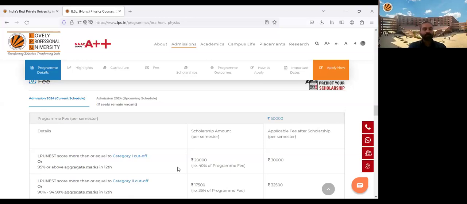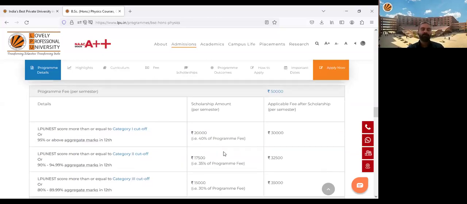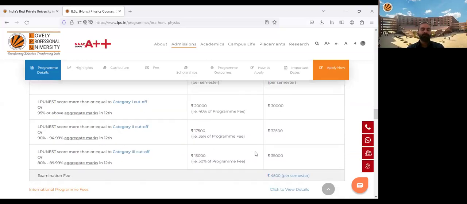If you got the LPNEST category 1 score, then again you can get a 40% scholarship benefit. So either in the 12th class or in the LPNEST, if you got this many marks, then your scholarship will be 40%, and accordingly your program fee will be applicable. In a similar way, we make 3 categories: 40%, 35%, 30%. So these are the scholarship categories we have, and then accordingly your applicable fee will be there.